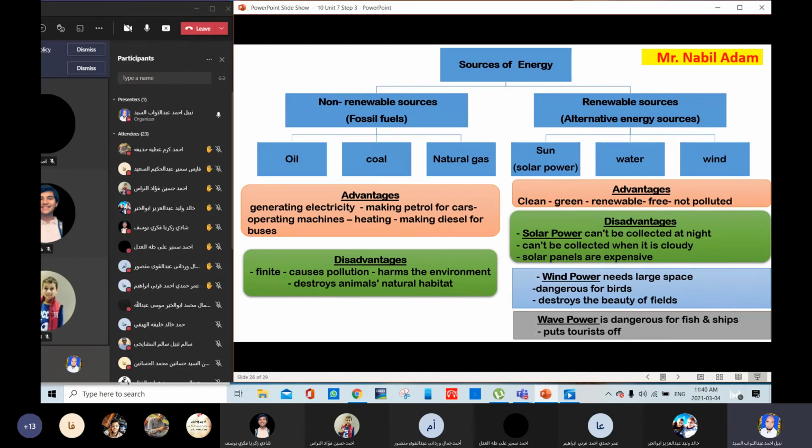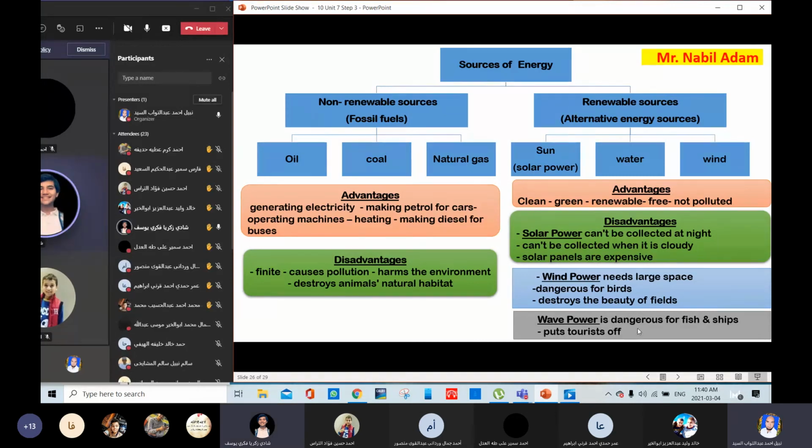What about the wave power? What are the disadvantages of the wave power? Shadi. Building them costs a lot of money. Teacher, I have to read this? As you like. You can add. Water wave power is dangerous for fish and ships, puts tourists off, and building them costs a lot of money. Yes, the technology is not cheap.